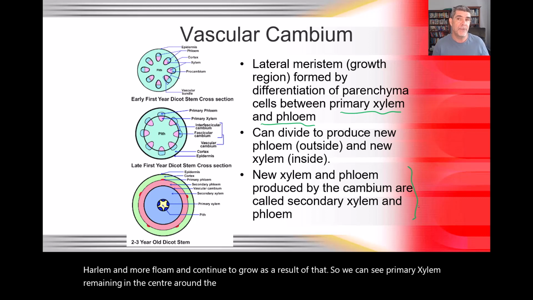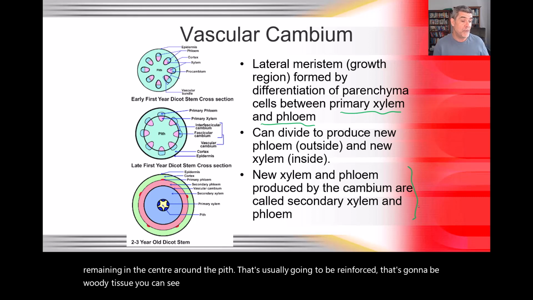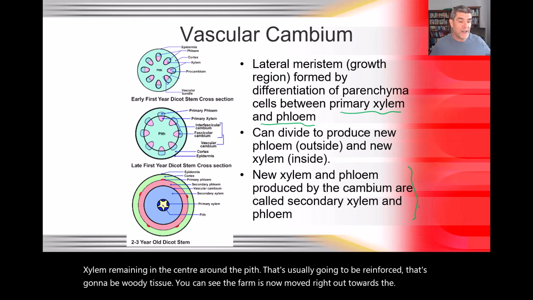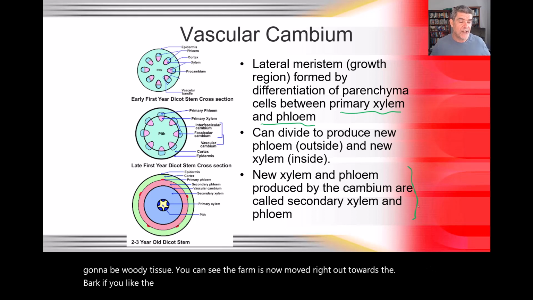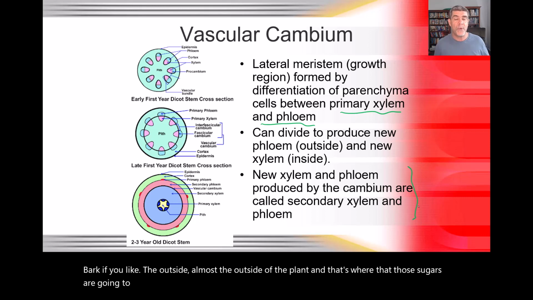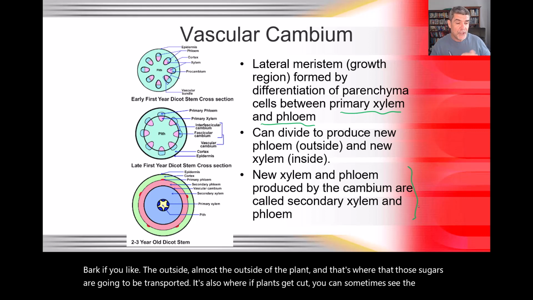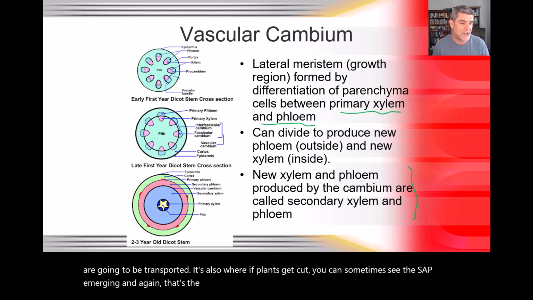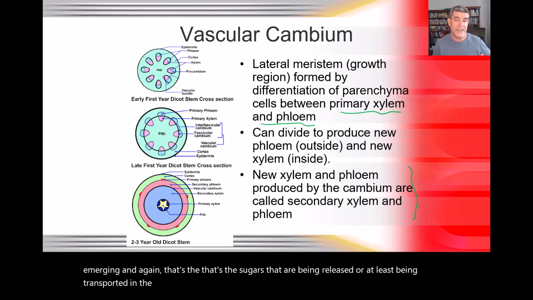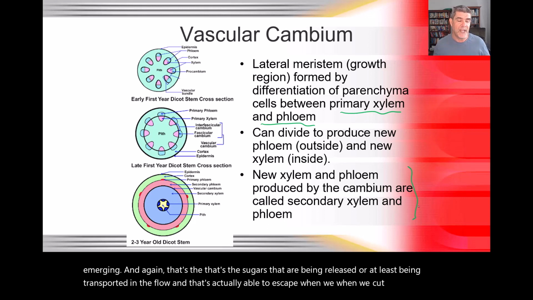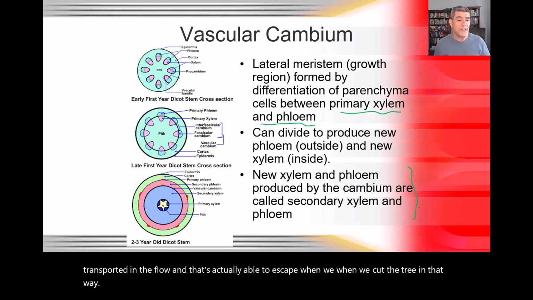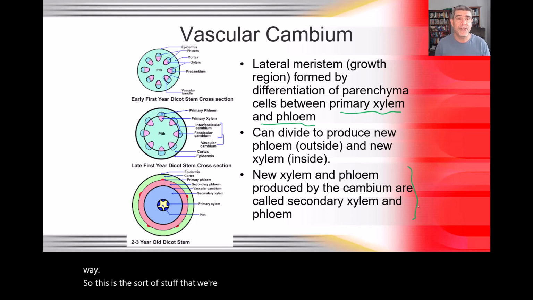That's usually going to be reinforced. That's going to be woody tissue. You can see the phloem is now moved right out towards the bark, if you like, almost the outside of the plant, and that's where those sugars are going to be transported. It's also where, if plants get cut, you can sometimes see the sap emerging, and again, that's the sugars that are being transported in the phloem, that's actually able to escape when we cut the tree in that way.